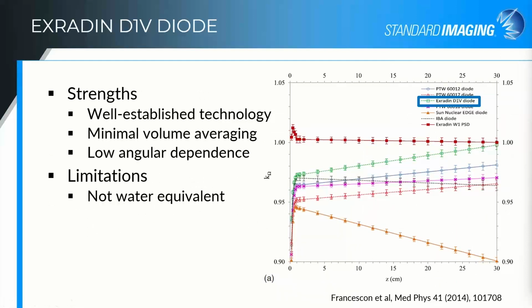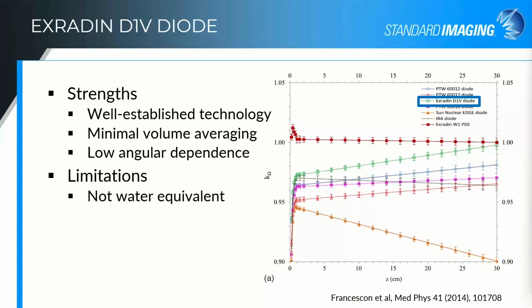Strengths of the diode, again, we're looking at well-established technology. Diodes have been used for quite some time, and most physicists are comfortable using them. The small spot size gives it a minimal volume averaging, so usually that's not a major concern until if you were looking at pencil beams, then yes, there's an issue there. There's not a lot of angular dependence, so if you're not perfectly flat in your alignment, you're not going to be affecting your scanning measurements.